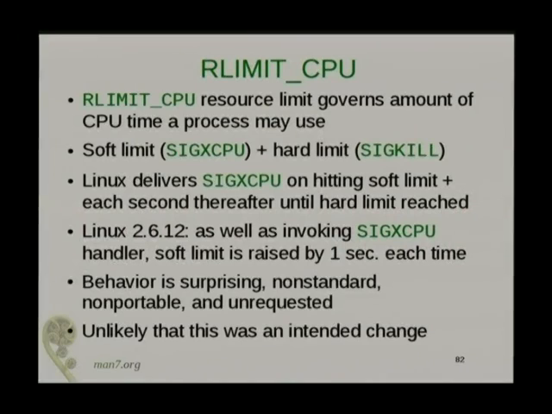One I discovered quite recently is the RLIMIT_CPU resource limit. It's a limit on how much time a process can use. If you exceed the soft limit, you get a SIGXCPU signal. If you hit the hard limit, you get a SIGKILL signal. Linux delivers the SIGXCPU signal on hitting the soft limit, and every second thereafter. But suddenly in 2.6.12, things changed. Not only did you get the signal, but at the same time the kernel raised the soft limit by 1 second. I have no idea why that happened. But the point is, if you've got a user space application that happened to be monitoring its own soft limit, it's going to see it suddenly changing. It's not standard, it's surprising, it's non-portable, no one wanted it, it just happened. And it was probably unintentional.